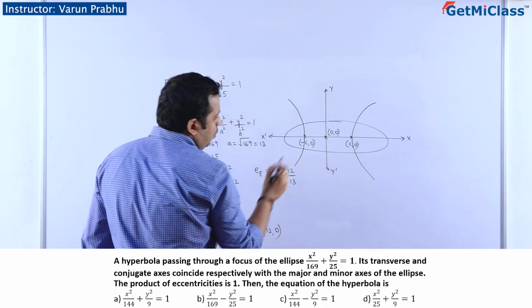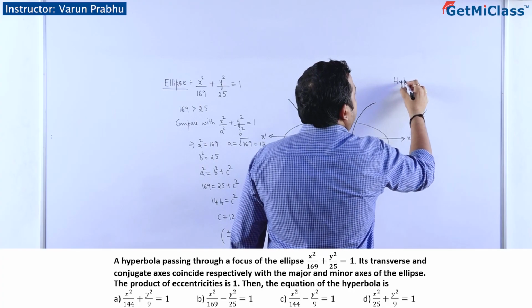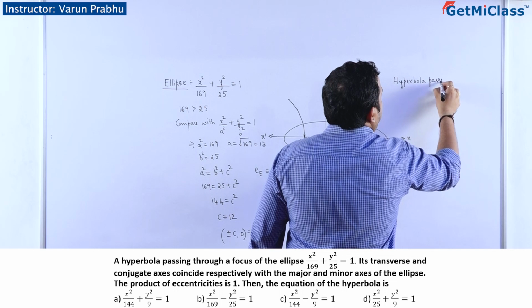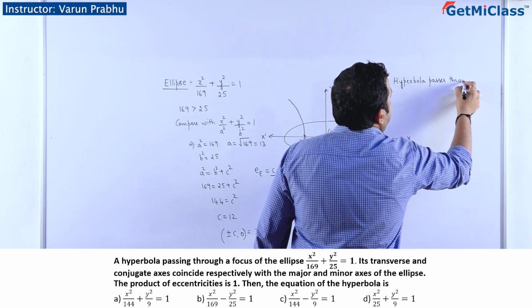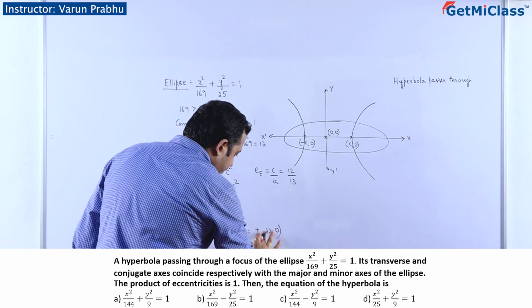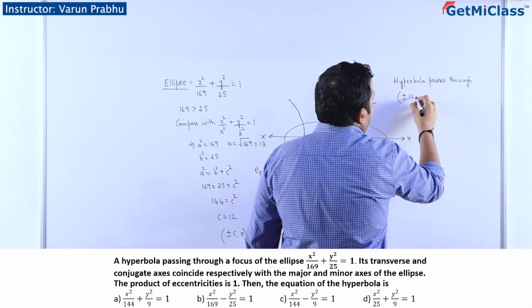Hyperbola is passing through like this. The hyperbola passes through the foci of the ellipse, which means it will pass through plus or minus 12 comma 0.